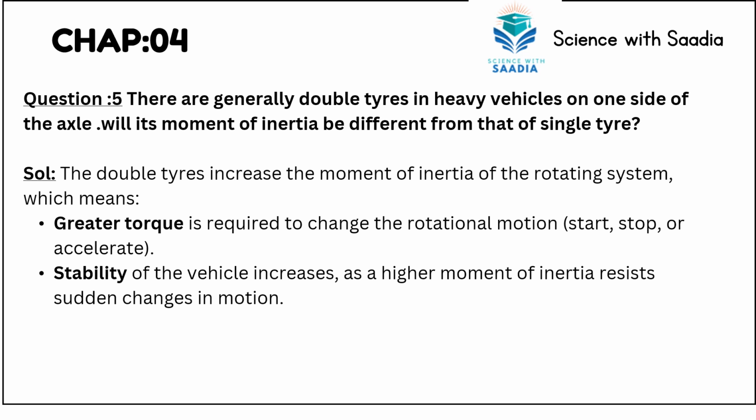So the double tire increases the moment of inertia. Rotating systems increase inertia. What is the formula of inertia? As inertia is directly proportional to the mass, so the greater the mass, the greater the moment of inertia.